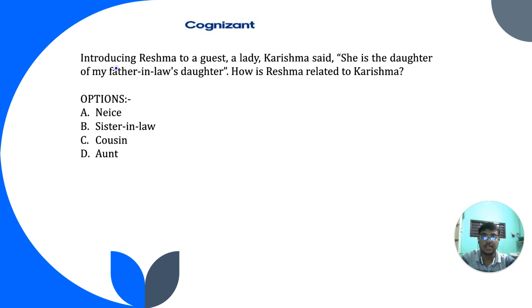So it is a question from the blood relation. Here they say, introducing Reshma to a guest, the guest was a lady, Karishma said, she is the daughter of my father-in-law's daughter. For these kinds of questions, you need to search for the word 'my' so that you get a reference from the point of view of the person who is saying that. Here Karishma is saying it, so we would be trying to solve it for Karishma first. Most probably it is a female character.